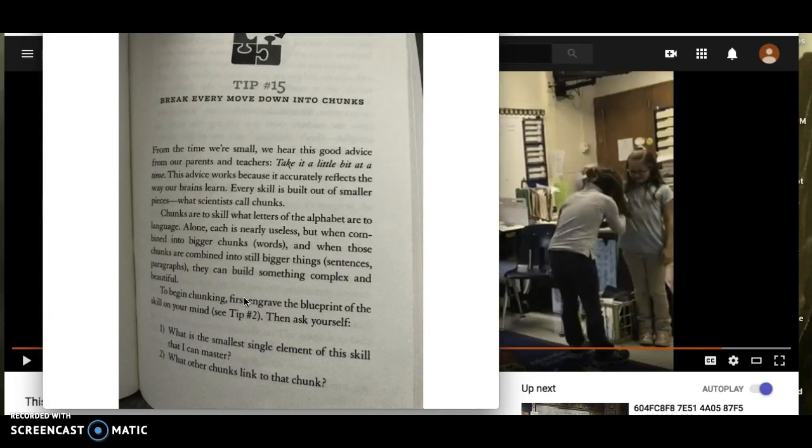The other tip, break every move down into chunks. You want to break up the information and break down each step, because if you don't, and this goes for parenting and teaching and a lot of different practices, if you throw the whole thing at them, they won't be able to understand it all. And you want to break it down so that they understand and master each step along the way so that they eventually will reach a higher level.